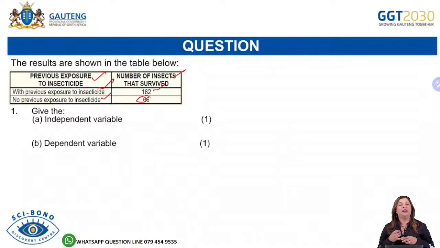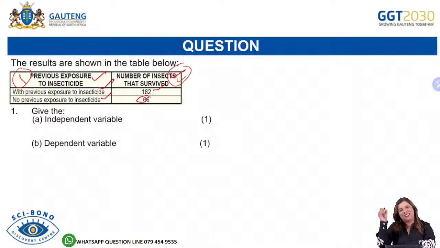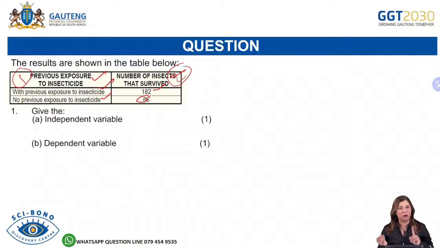Most of the time, the trend is, not all the time, but the first column is usually the independent variable and the second column is usually the dependent variable, because most of the time in the second column the numbers are changing and there's change taking place. So that is a little hack that some life science learners like to use, but it's not always the case.